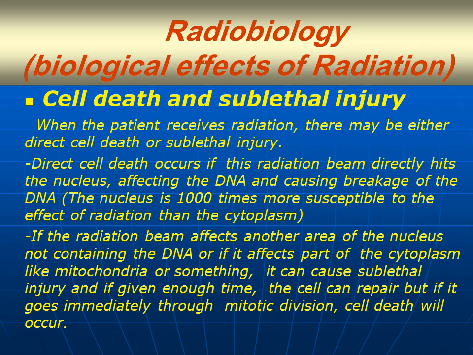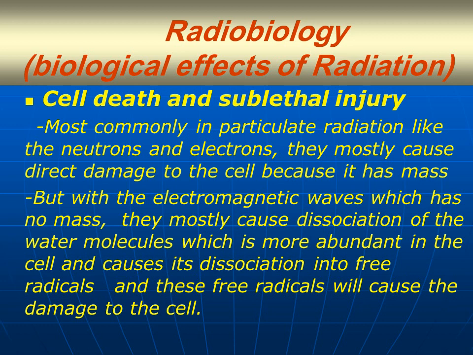However, if the radiation beam affects another area of the nucleus not containing the DNA, or if it affects part of the cytoplasm like mitochondria, it can cause sublethal injury, and if given enough time, the cell can repair again, but if it goes immediately through mitotic division, cell death will occur. Most commonly in particulate radiation, like neutrons and electrons, they mostly cause direct damage to the cell because it has mass.